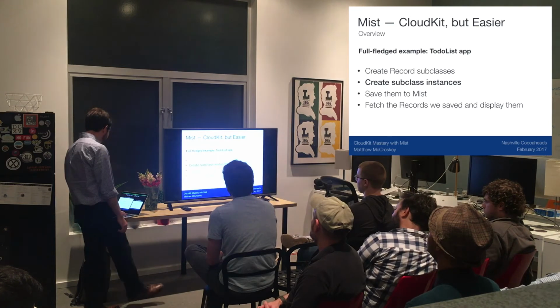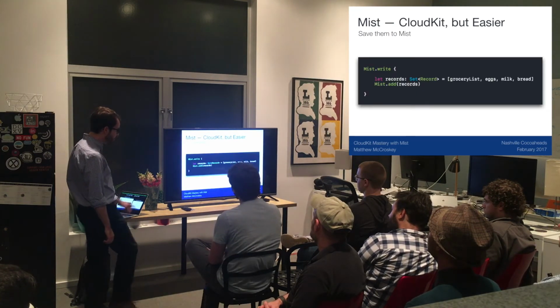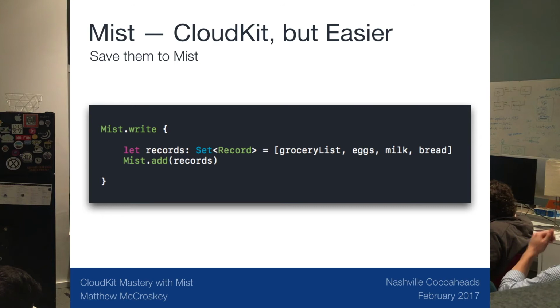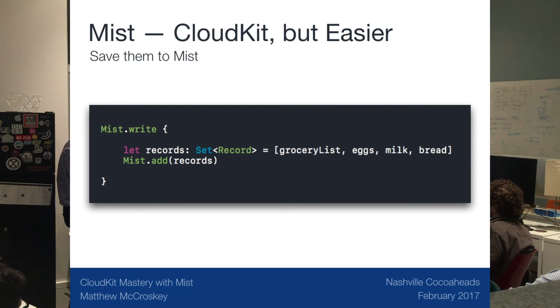So it's pretty straightforward. How do you save them to Mist? If you've ever seen Realm, this looks very familiar. Mist.write instead of Realm.write. So in reality, there are 3 realms, 1 per database. But because you defined the place where you want to store that record when you created it at initialization time, we can figure it out inside this block. So inside Mist.write, you just create a set of all the records you created, Mist.add. So that adds into the local DB. We use Realm's change notifications to find that out. We create all the CloudKit BS and we send it up to the cloud.